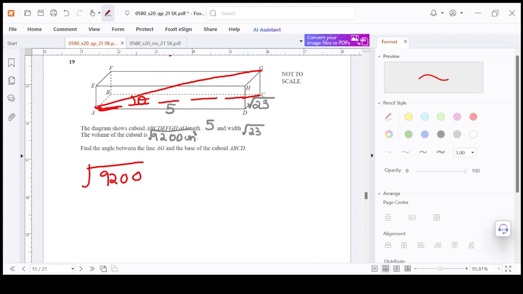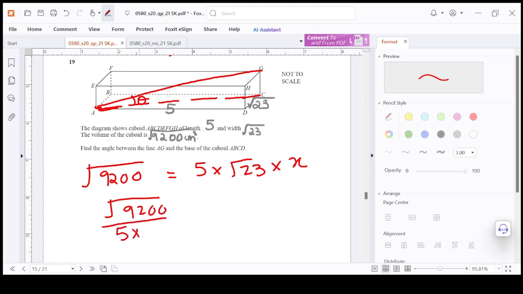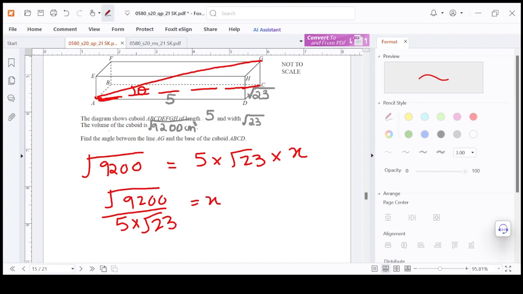We can find the height of the cuboid using the formula for volume. Volume is length times width times height. So 9200 upon 5 times square root of 23 equals x. Okay, now I'm going to simplify 9200.